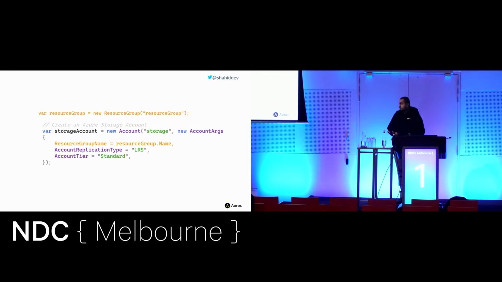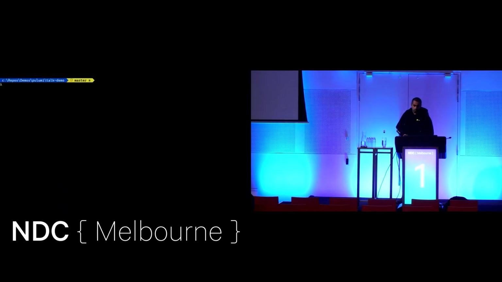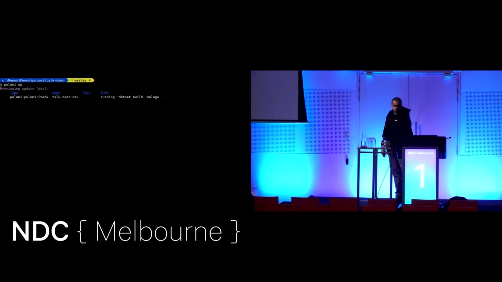I'm getting syntax checking. I've got the C# compiler telling me if I'm doing something stupid. So what do I do with the C# file now? I come back to the CLI, and I can run Pulumi up. What that's going to do is look at my code. It's going to compile it, make sure it builds, and then tell me what it's going to do.